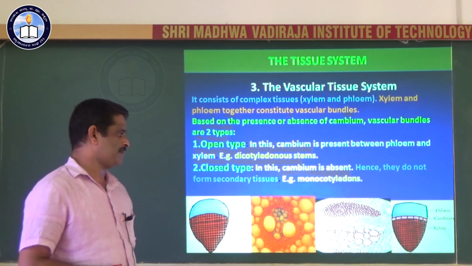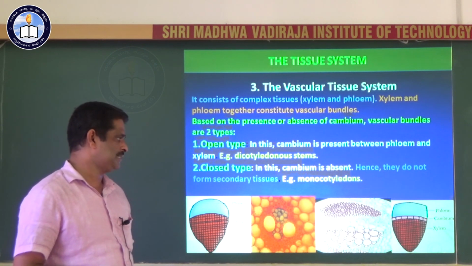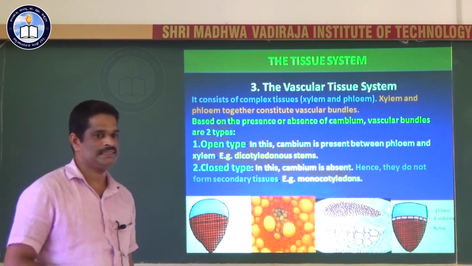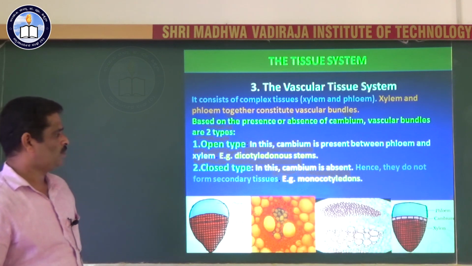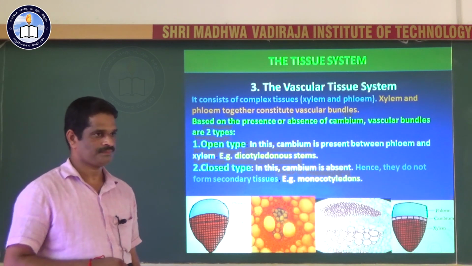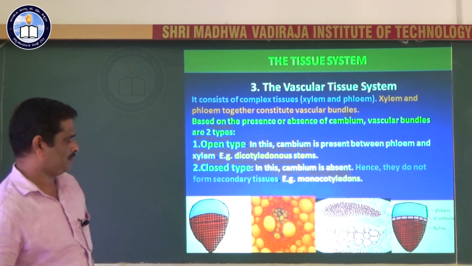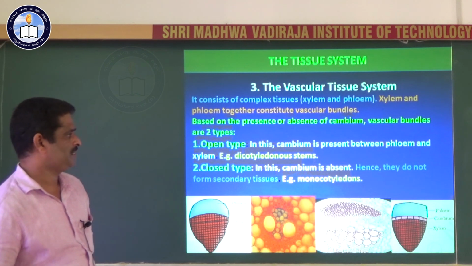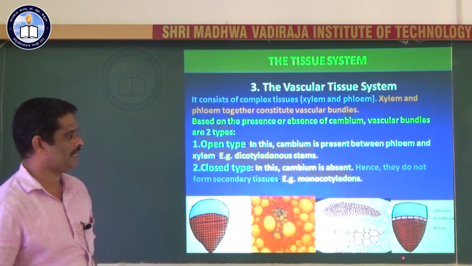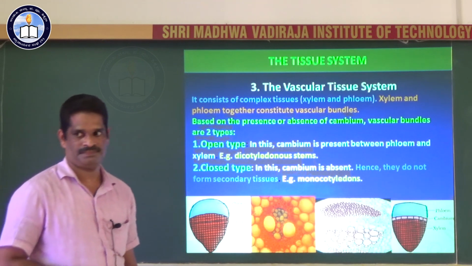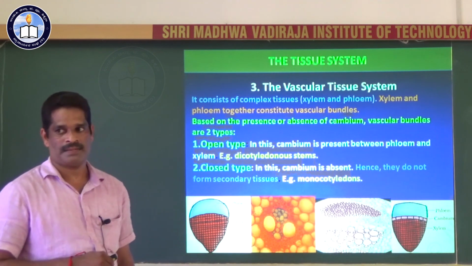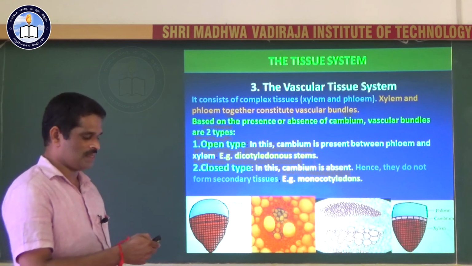What is an open vascular bundle? A vascular bundle in which a meristematic strip, that is cambium, is present between the xylem and phloem is called an open vascular bundle. This open vascular bundle is present in the stem of the dicot. If you consider the leaves of dicot, they contain closed vascular bundles. The stem of the dicot has open vascular bundles. So these are the two types of vascular bundle based on the presence or absence of cambium.